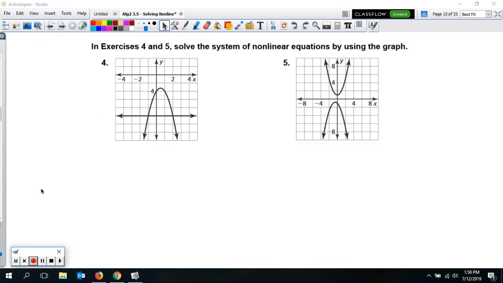Okay, so problems 4 and 5 say solve the system of nonlinear equations by using the graph. So this made it a lot easier. They're just showing you the graphs already. What are the solutions? You could have no solution, 1 solution, or 2 solutions. So go ahead and do number 4 and 5 and then check your answers to see if you're correct. So go ahead and pause the video and do 4 and 5.